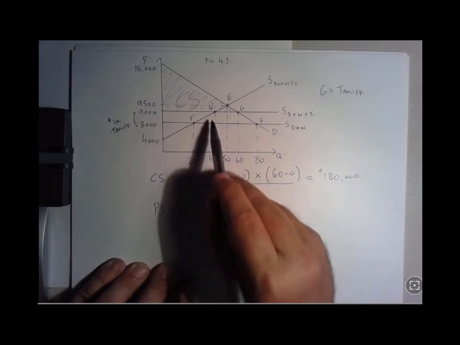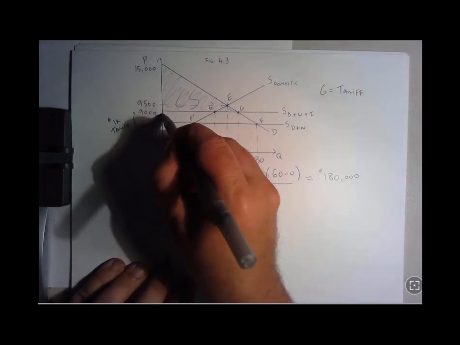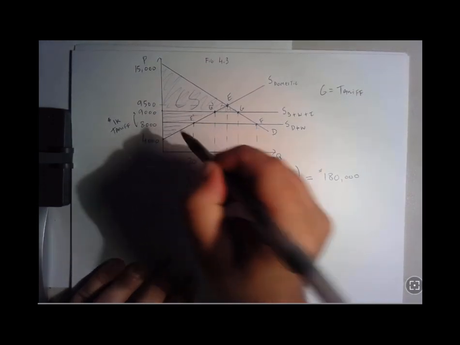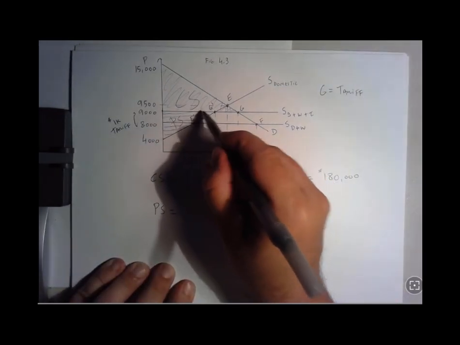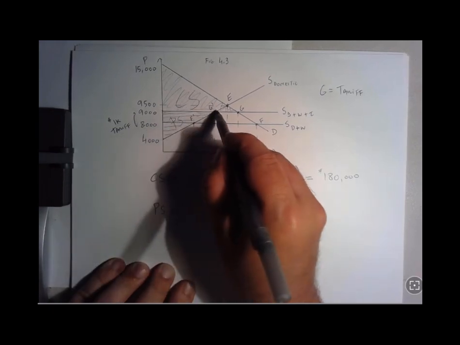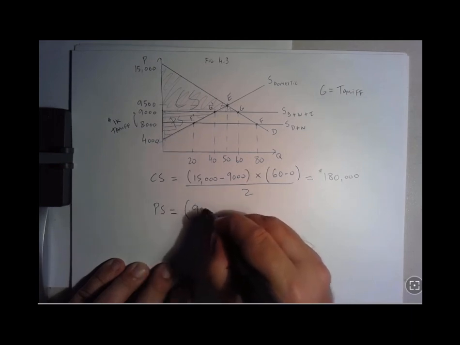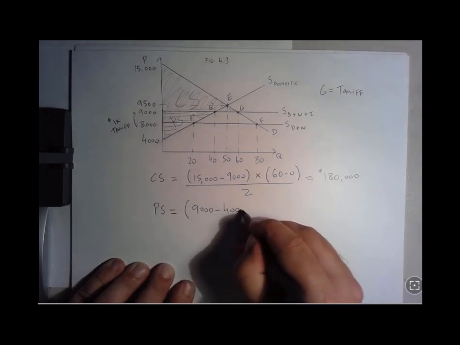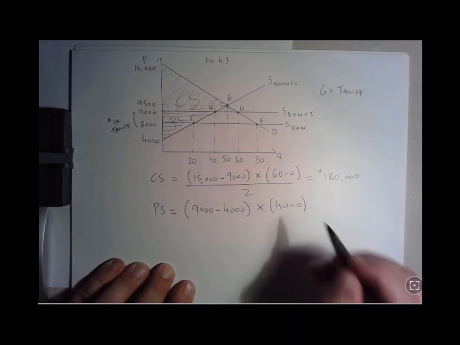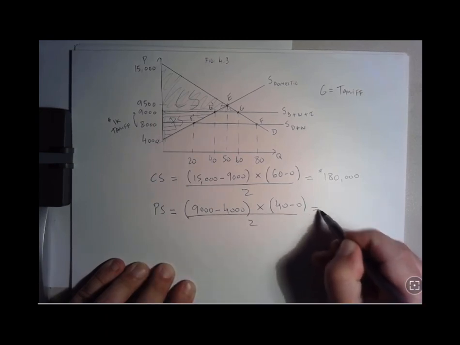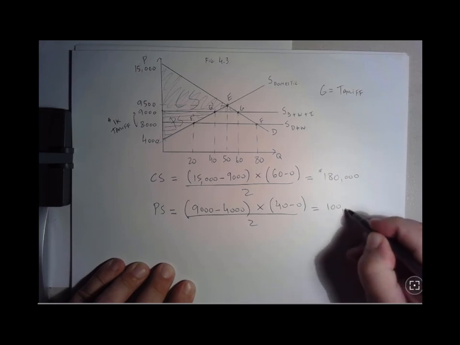The run now is 40. That's how much they are able to sell. So this area over here is the new producer surplus. Okay. Goes all the way there. It's bounded by this triangle. So the producer surplus, the rise is 9,000 minus 4,000, and the run is 40. So this will amount to $100,000.